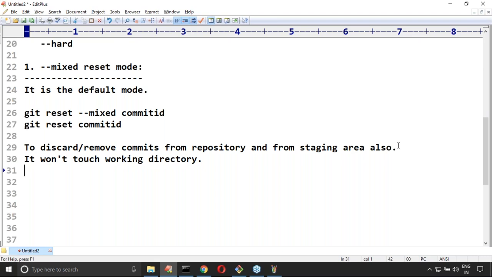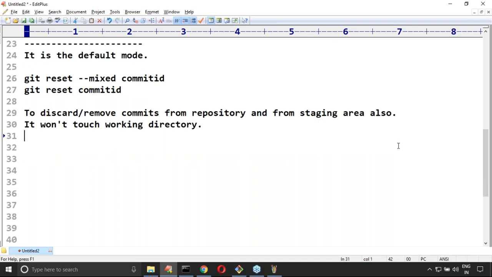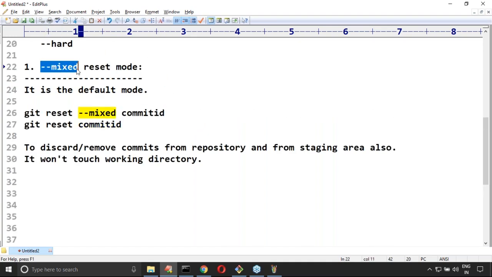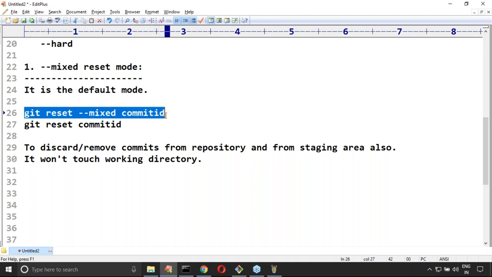Okay, now sir, I want to remove the changes from the local repository and even from staging area also. Which mode do I have to use? Hyphen mixed mode. Please make sure you people are aware. Sir, by mistake I executed, so some commits are removed from staging area and from local repository. Now my requirement is, sir, I want to revert those changes.